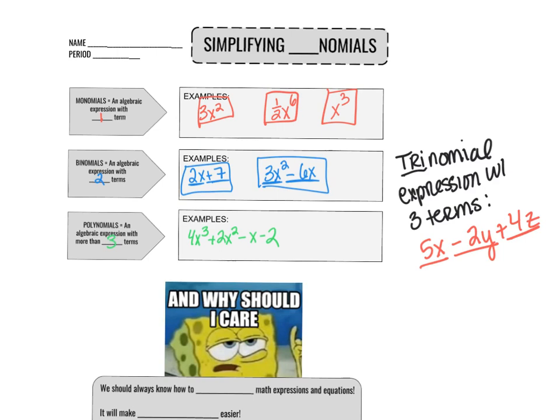Anything more than three is just called a poly, so a polynomial. Poly means many sides. Think of a polygon, which is a closed shape with many sides. A polynomial has to have more than three terms. If it has one, it's a monomial; two, it's a binomial; three, it's a trinomial; and anything more than three, so 4, 5, 6, and beyond, is called a polynomial.